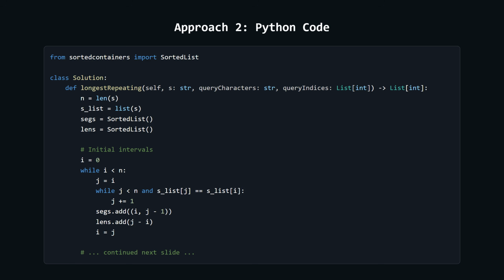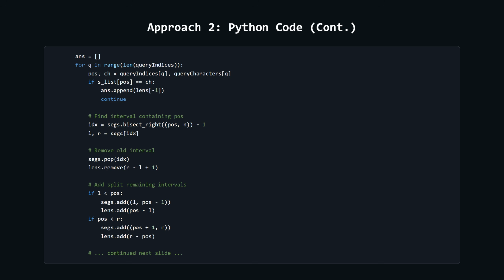Here is how that looks in Python, using a special module called sorted list to keep our intervals in order. First, we scan the string to build our initial list of blocks and their lengths. Then, for each query, if the character is actually changing, we find its block, remove it from our tracking lists. And if there are leftover characters on the left or right side of the change, we add those pieces back in as their own blocks.